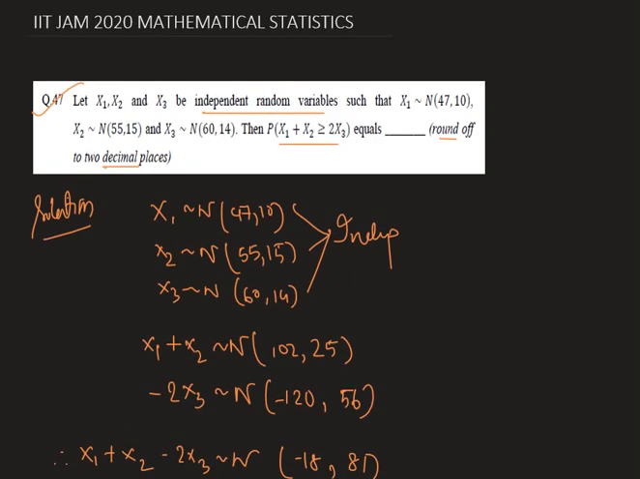So if we round it to two decimal places, we get 0.02. So 0.02 is our required answer. So we have solved this problem, and that's all for today. Thank you very much.